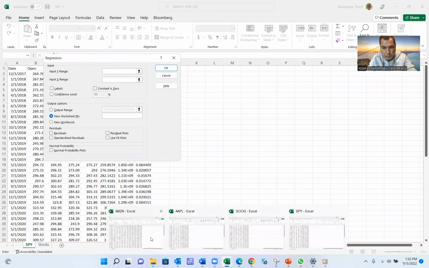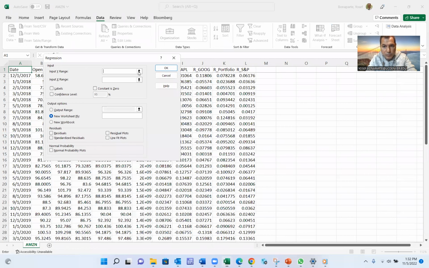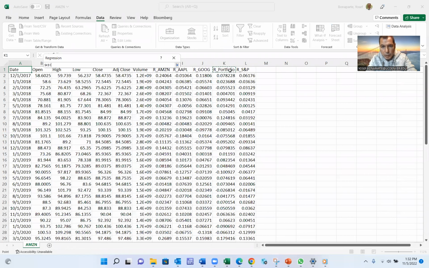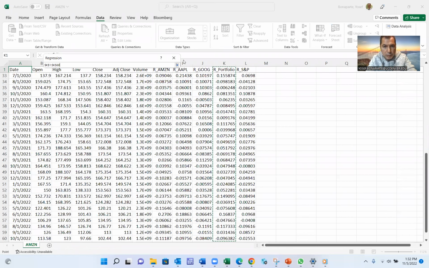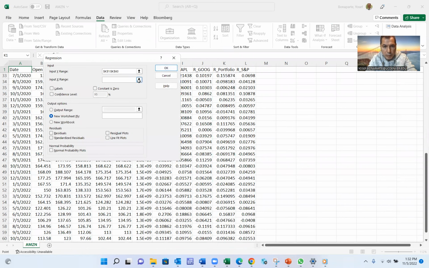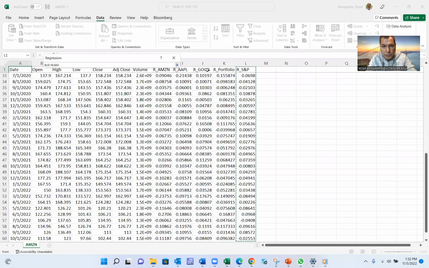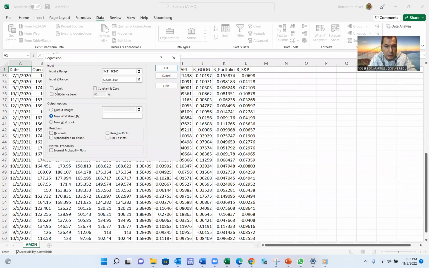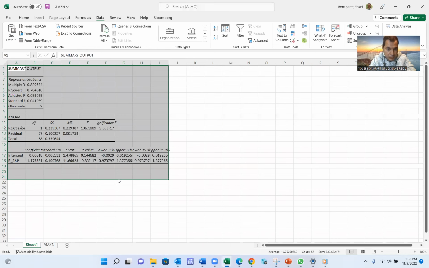So our Y is our portfolio return. Our X is the market return. We need to have labels because I included the first row. Constant is zero? No, we need the constant non-zero because we need to calculate the alpha. And okay, boom, we're done.